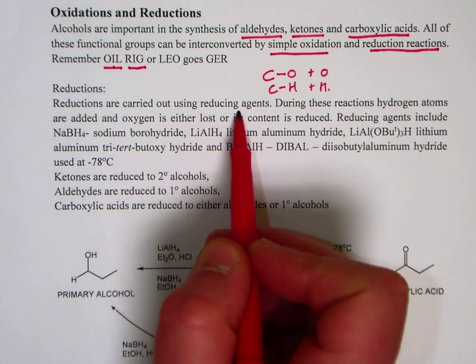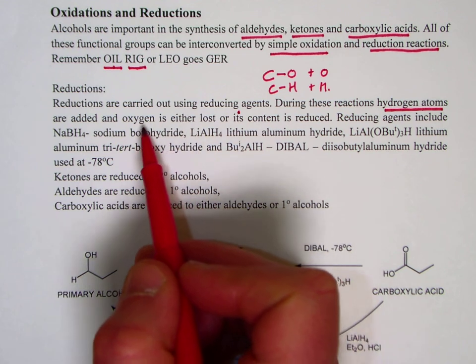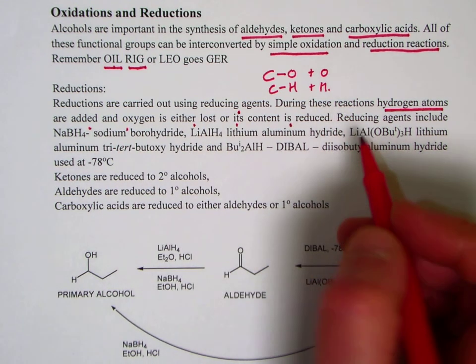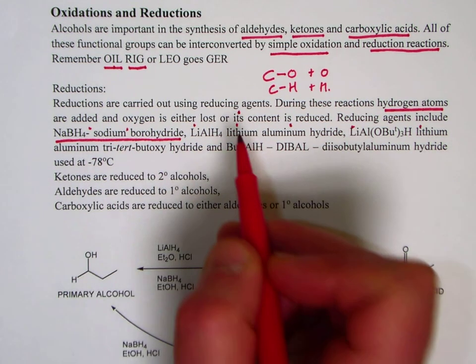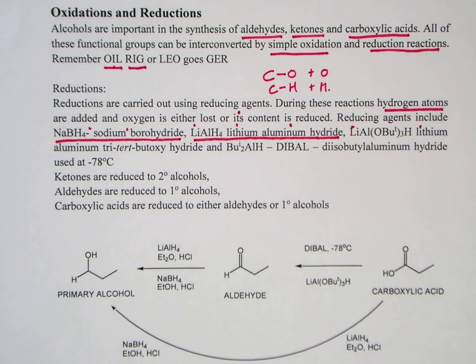Reductions are carried out using reducing agents. During these reactions, hydrogen atoms are added to the oxygen, and oxygen is either lost or its content is reduced, its percentage. Reducing reagents include sodium borohydride, which we've seen before, lithium aluminum hydride, which I mentioned earlier on in one of my lectures online.